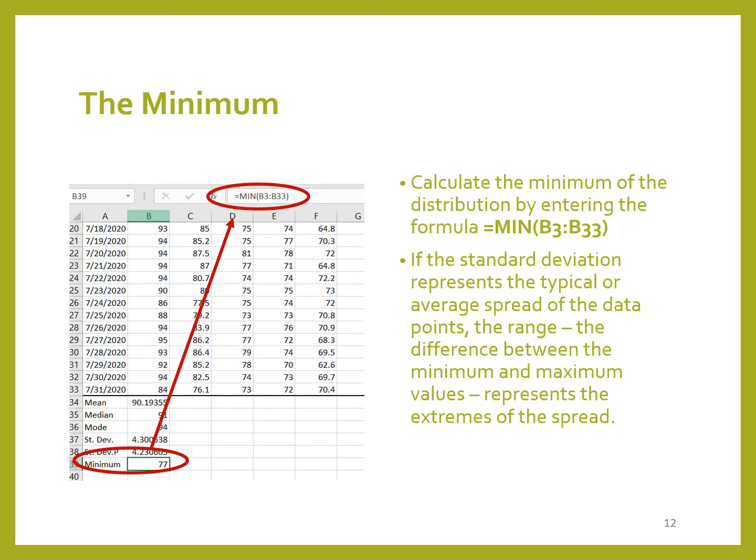Excel provides a function that will provide the minimum from a range of values. So the formula is equal min open parenthesis and then the range of numbers B3 colon B33 close parenthesis enter. If the standard deviation was giving us a typical or average spread on our data, then the range, which is going to be the difference between the minimum and the maximum, is going to tell us about the extremes of the spread.